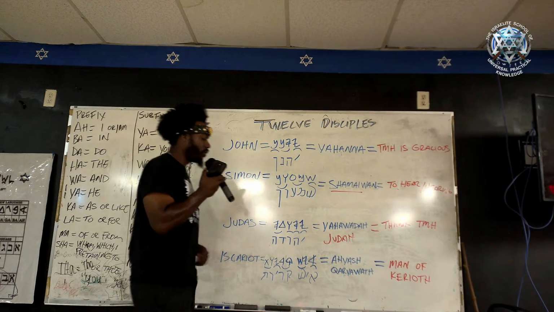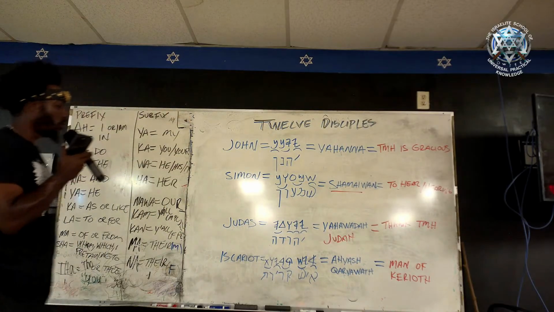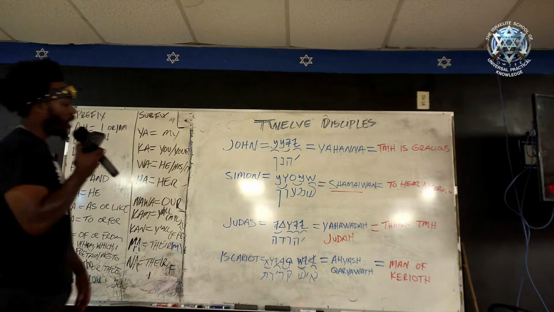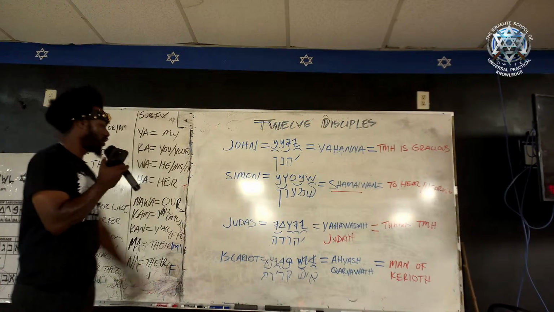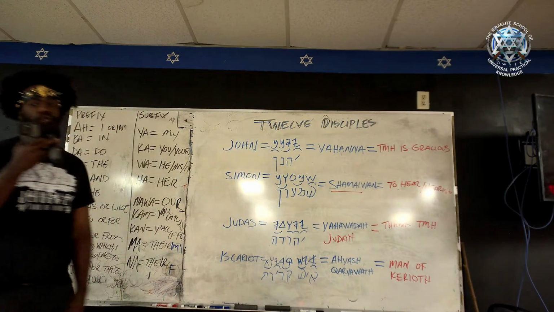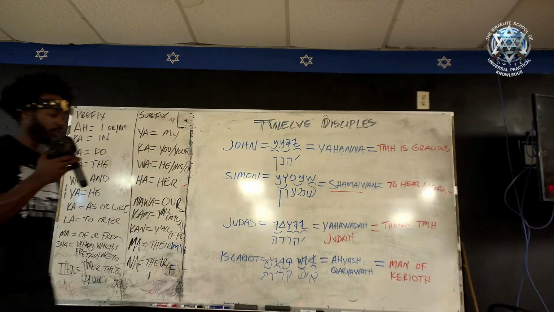With so many Yahawadas, they just called them Yahawada Ayash Quariyath. You know what I'm saying? They probably called him Quariyath for short, instead of calling him Judas. You know what I'm saying? Because that's where he from. You feel me?